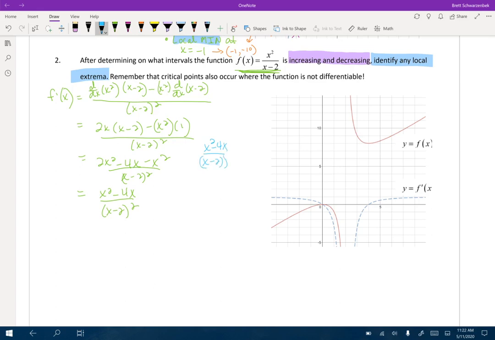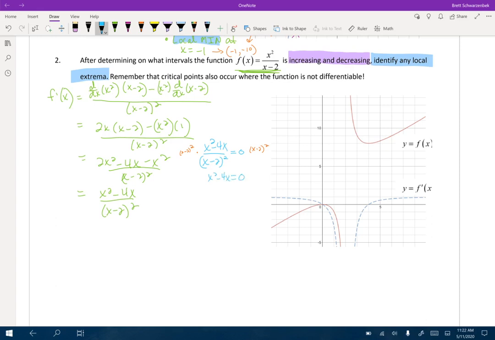Hold on, extra parenthesis. Is equal to 0. Okay, so we've done a problem like this before in the absolute extrema procedures. What would we do next? We would multiply both sides by (x - 2) squared. But what does that do? That eliminates the entire denominator. So all we care about is x squared minus 4x equals 0 and solving that.